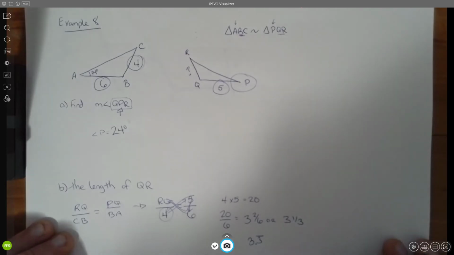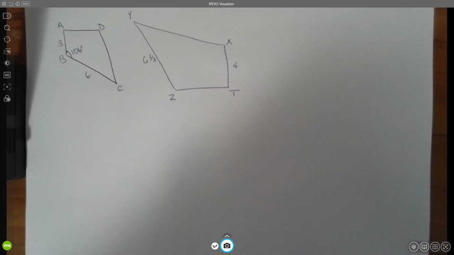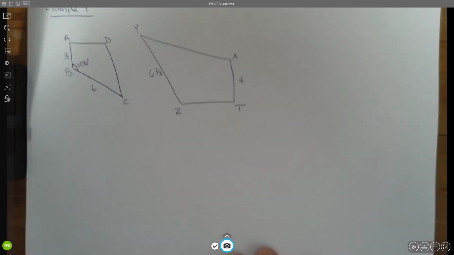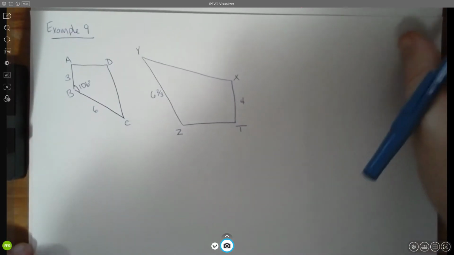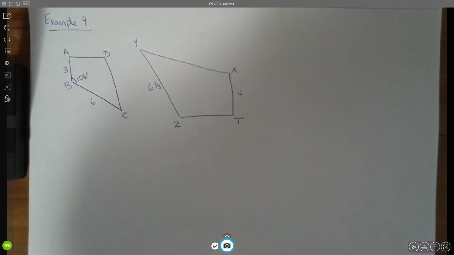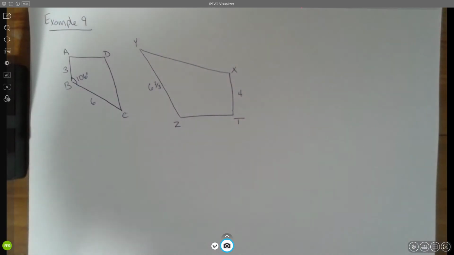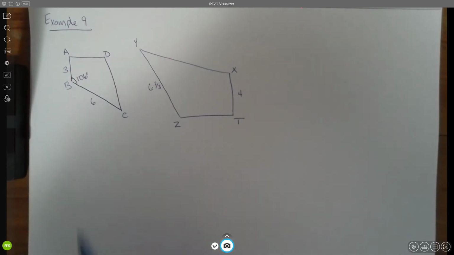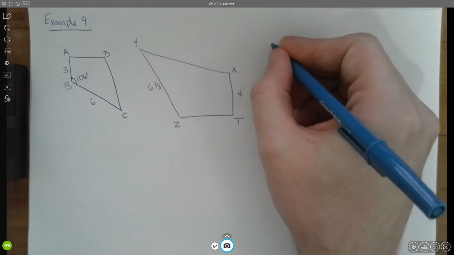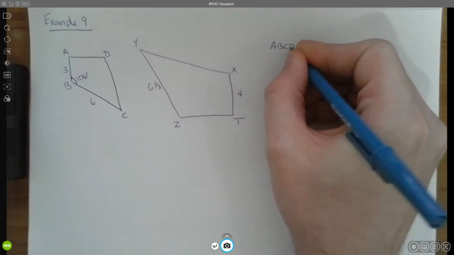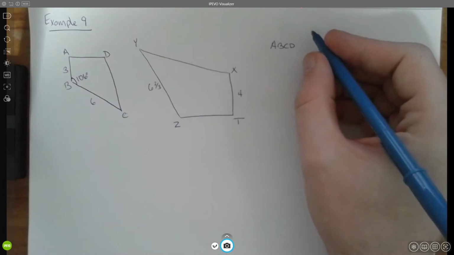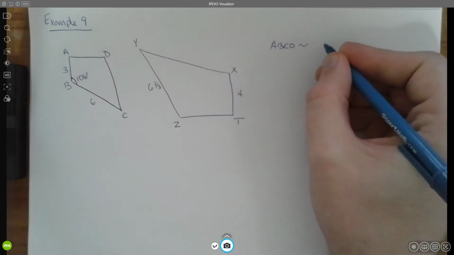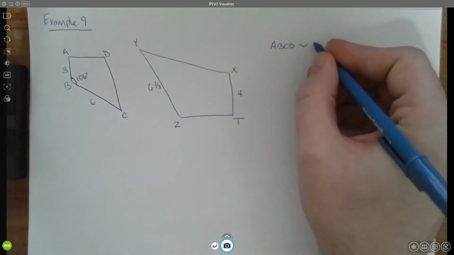Now let's take a look at one more example, one that might be a little bit more challenging. In this example, we are not dealing with triangles anymore. We're dealing with quadrilaterals, although the same rules still apply. So in the diagram here, we would say that quadrilateral ABCD is similar to TXYZ.